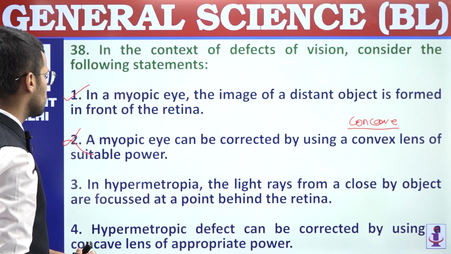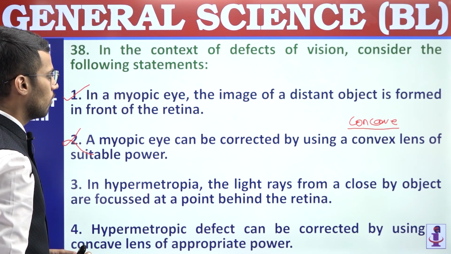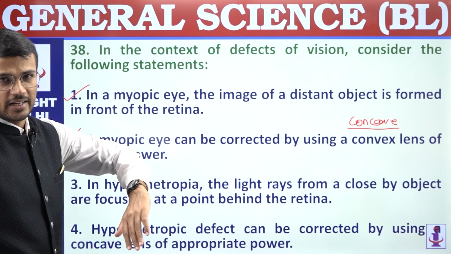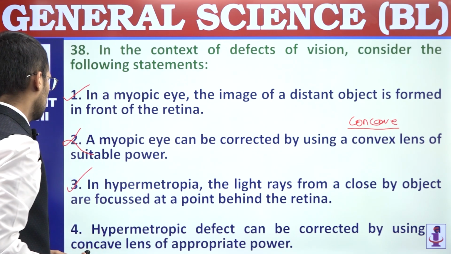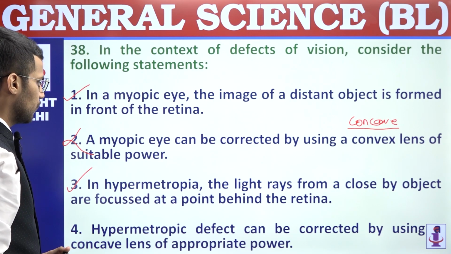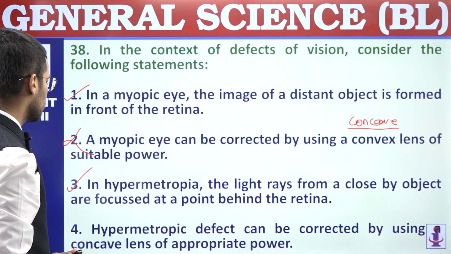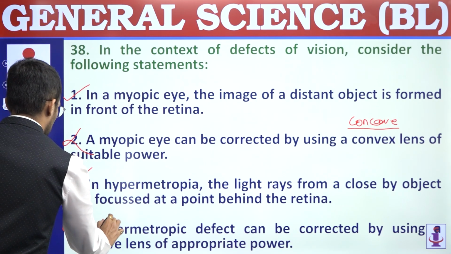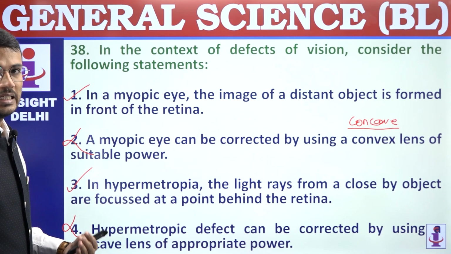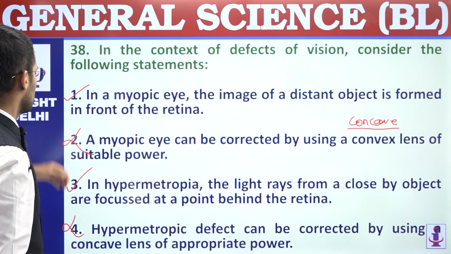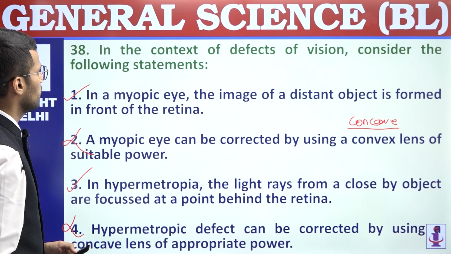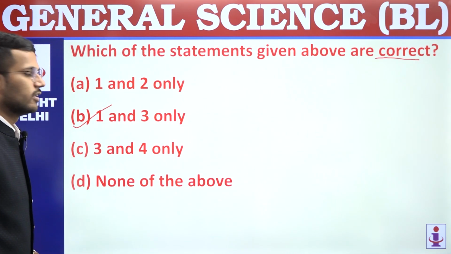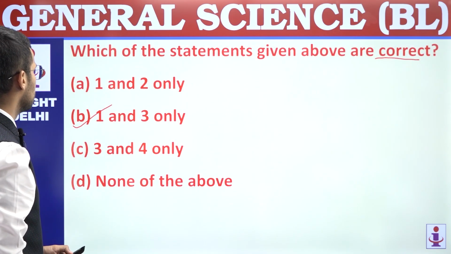Third, in the hypermetropia, the light rays from a close by object are focused at a point behind the retina. So correct statement. Fourth, hypermetropic defect can be corrected by using a concave lens of appropriate power. So this statement is incorrect because for the correction of hypermetropia we need convex lens, not the concave lens. So only first and third statements are correct. We are supposed to find out correct statements only, and hence answer is B, 1 and 3 only. Question number 38, answer is B.